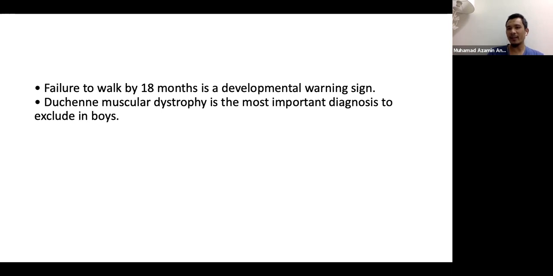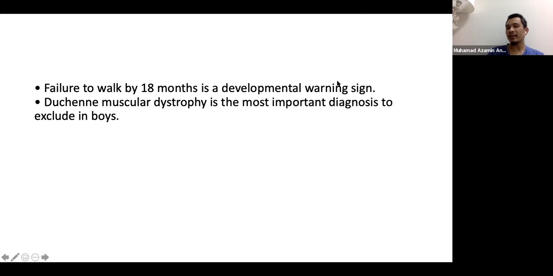Failure to walk by 18 months, as Idlan said before, is a warning sign. So somebody not walking by 18 months, you need to investigate first to find the cause. If all investigations come back negative, then barulah cakap this is just isolated gross motor delay. Hopefully it is a normal late walker, and hopefully the child will develop normally after this. Okay, and then Duchenne muscular dystrophy is the most important diagnosis to exclude, especially in boys.